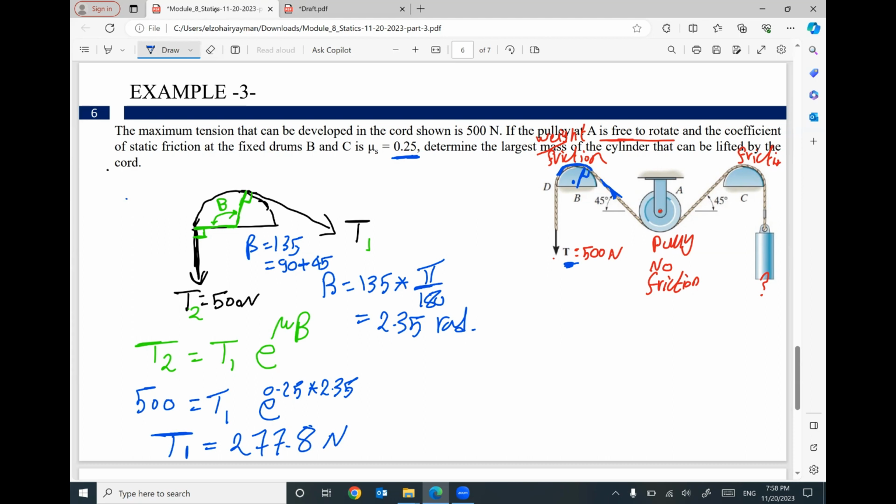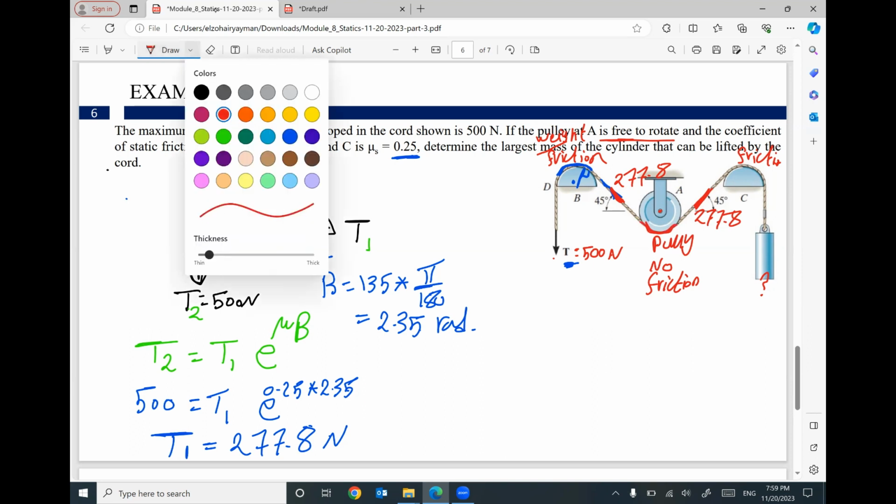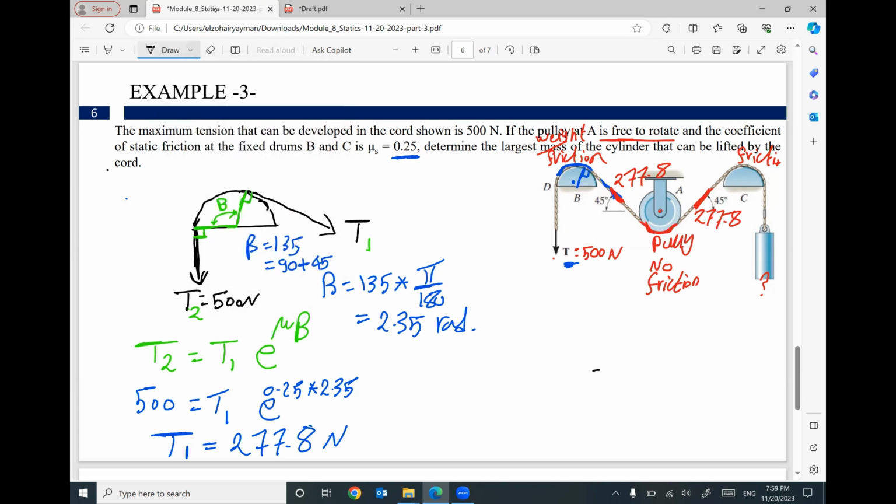Also, keep in your mind, if the force in this cable is 277.8, it will be the same here, 277.8. Do you know why? Because this pulley is free to rotate. So the second part is talking about C. I have a force here equal to 277.8. And we have a weight here, which is the weight of the cylinder. That makes sense? So if you assume this is T2, this one will be T1.